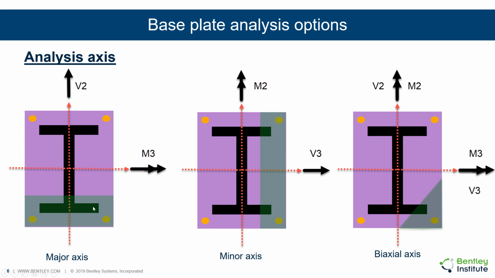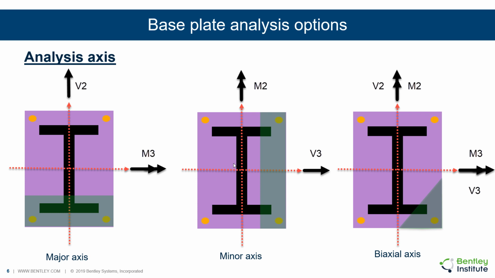The green zone represents how the bearing area is formed for this option. For the minor axis, the axial forces are considered together with the moment about the minor axis 2 and the shear in 3. The both axis option performs the design for both axes separately.